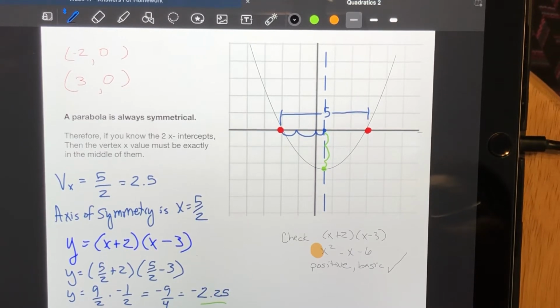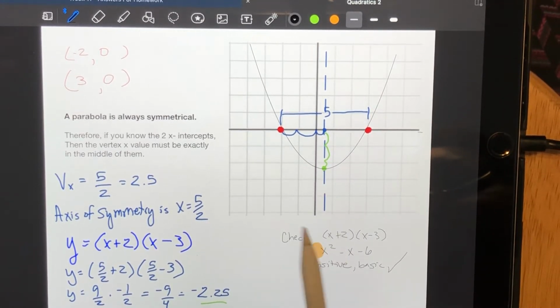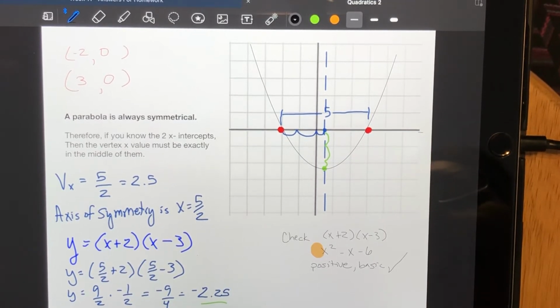And the term for that was the axis of symmetry. We learned last time that our axis of symmetry always goes through the vertex, and it is equal to the x value of the vertex. It is the place where we can take our parabola and fold it in half.